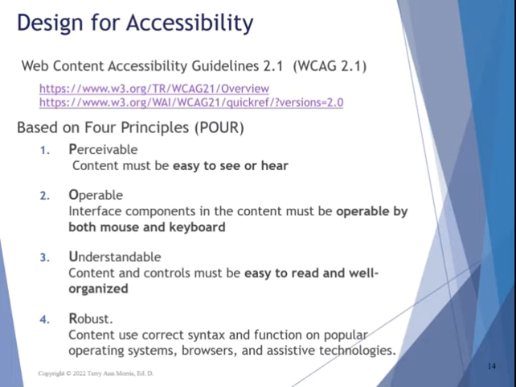Number 3, understandable. Content and controls must be easy to read and well organized. Number 4, robust. Content used correct syntax and function on popular operating systems, browsers, and assistive technologies.